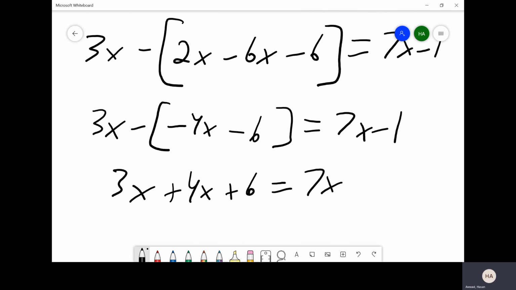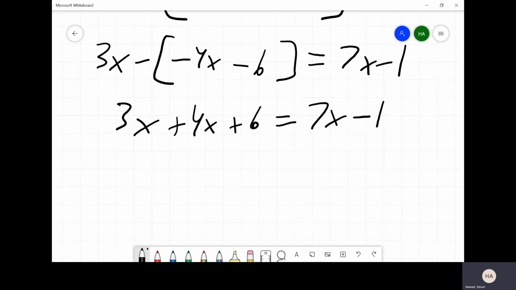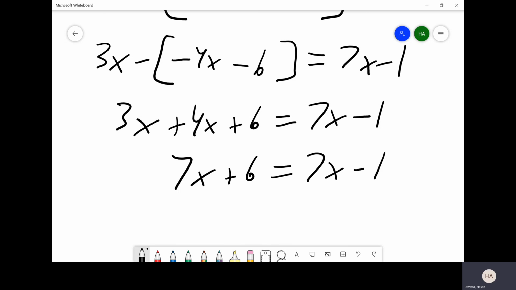And so we get 7x minus 1, and we're just going to condense it one more time. 3x plus 4x is 7x plus 6 is equal to 7x minus 1. And you say to yourself, okay, this is already looking strange. 7x plus 6 is equal to 7x minus 1. It doesn't really look like there's any number that's going to satisfy this.